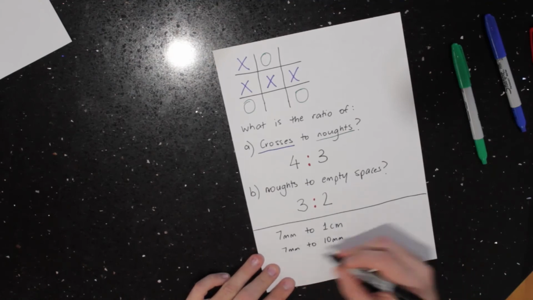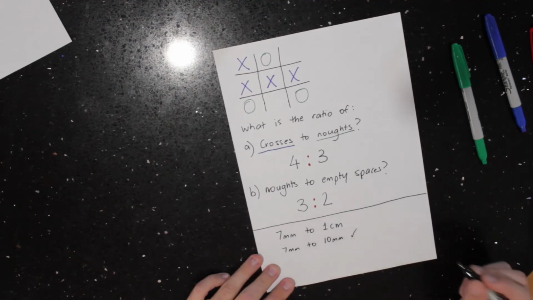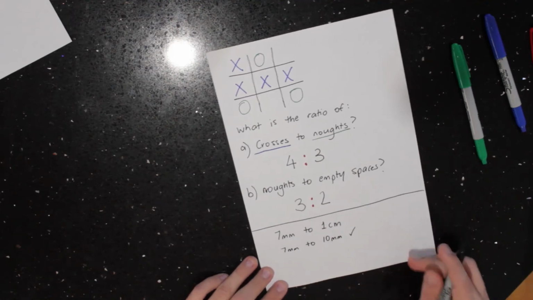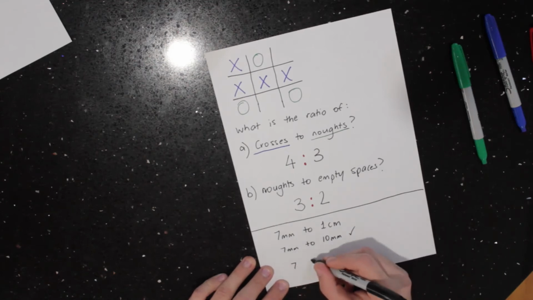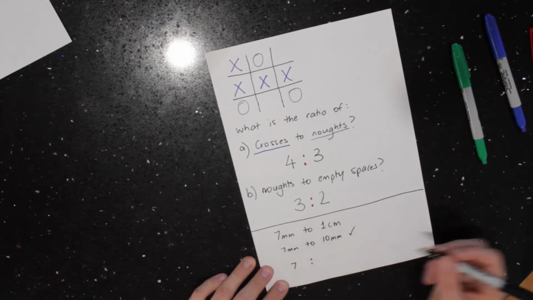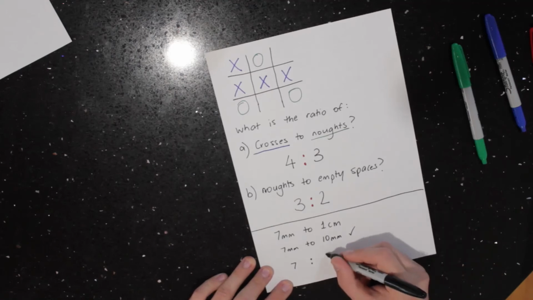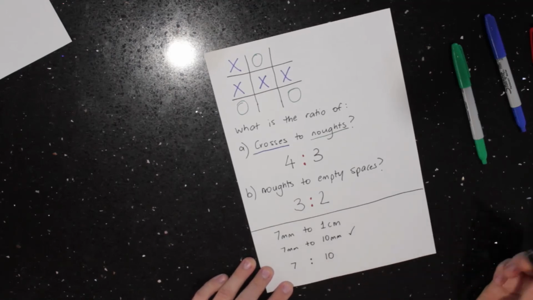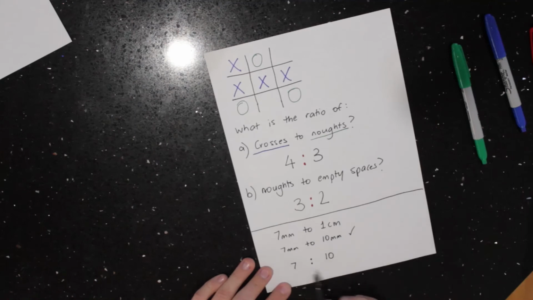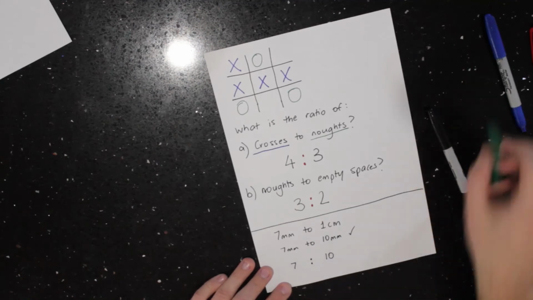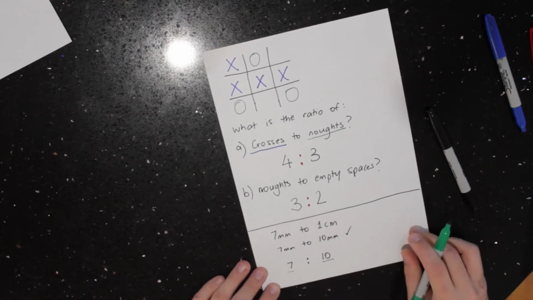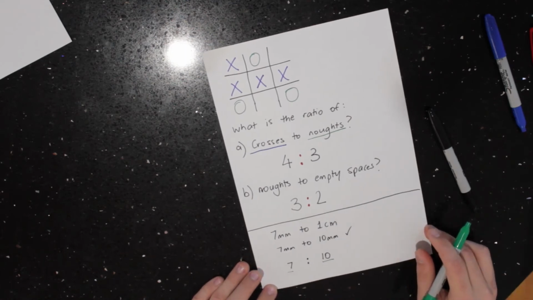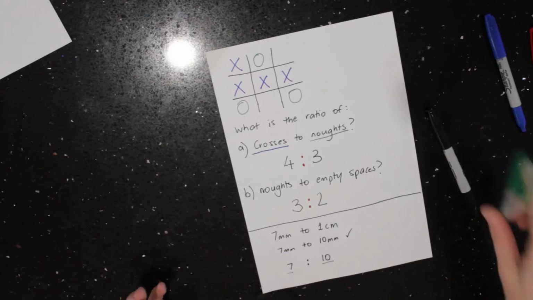Okay, so now I check, do I have the same units? Yes, I have the same units. So now I can go ahead and actually write my ratio. For 7 millimeters, I put my 2 dots in to signify it's a ratio, then 10. So our ratio ends up being just 7 to 10. Remember, no units at all. And that is how you would write that as a ratio.